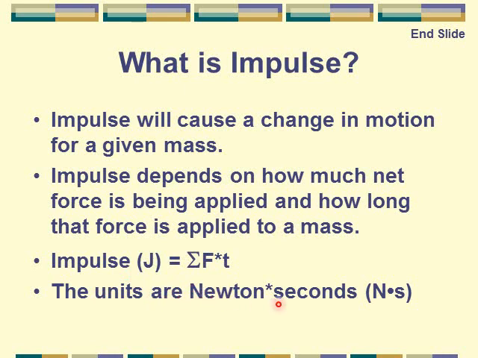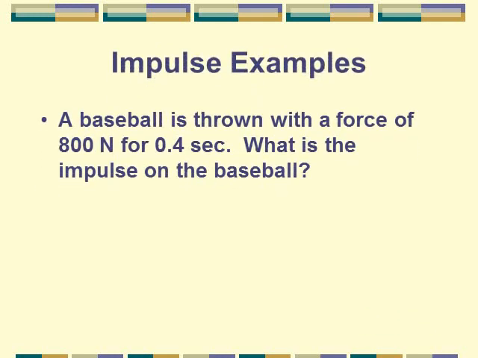The unit is going to be Newton seconds, and there's really nothing to simplify that any more than just Newton seconds. The variable we use for impulse is the capital letter J. All right, so a couple examples.